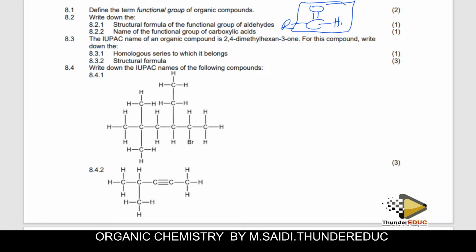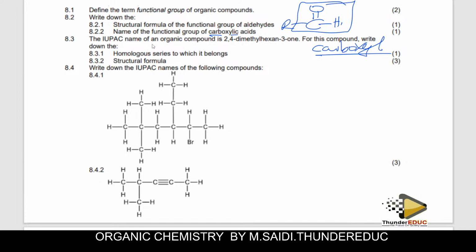Then the next question is: name the functional group. Okay, we are done with that. Name the functional group of carboxylic acids. Carboxyl. That's the functional group. So the functional group is carboxyl, the functional group of the carboxylic acids.